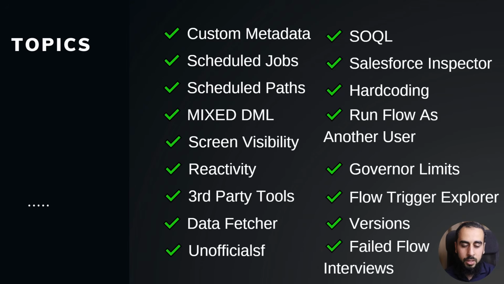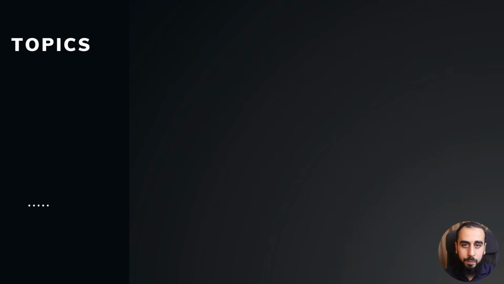We'll talk about versions, the limit of versions, how to delete versions, how to save as a new version and a new flow. We'll also talk about failed flow interviews. That when you receive an email, there's a button that opens the failed flow interview to see a visual debug, not just a written debug.